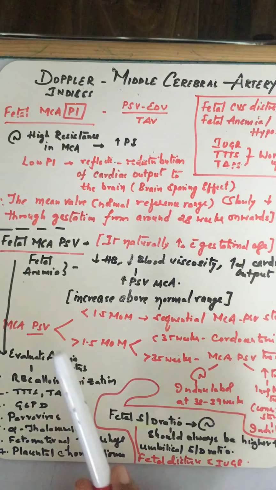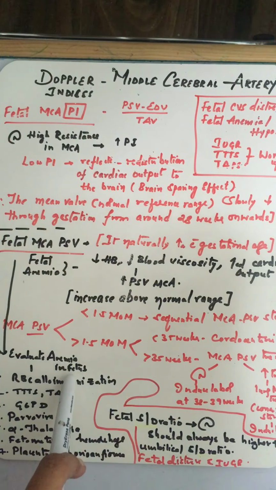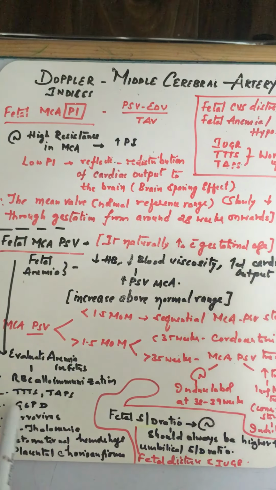So the conditions in which peak systolic velocity is used to evaluate anemia in fetuses are RBC alloimmunization, twin transfusion syndrome, twin anemia polycythemia sequence, G6PD deficiency, parvovirus infection, alpha thalassemia, feto-maternal hemorrhage and placental chorioangioma. And one more is the fetal systolic by diastolic ratio. Normally systole will be more, diastole will be less. The S/D ratio should always be higher than that of the umbilical artery. So the S/D ratio is important in fetal distress and IUGR. Thank you.